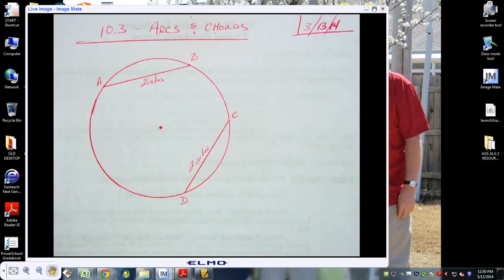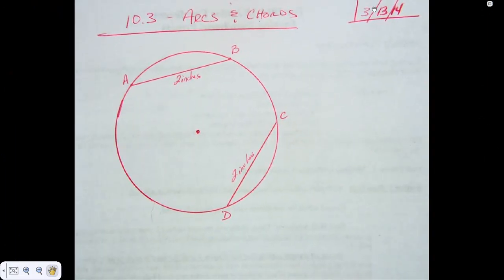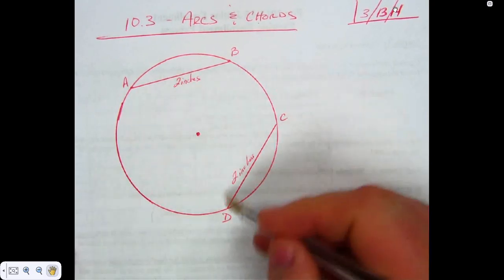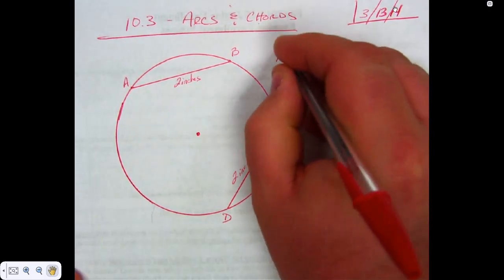Back to what we were doing. Okay, these two chords are congruent. I've drawn two chords, they're both 2 inches long. So it's safe to say that AB is congruent to what?